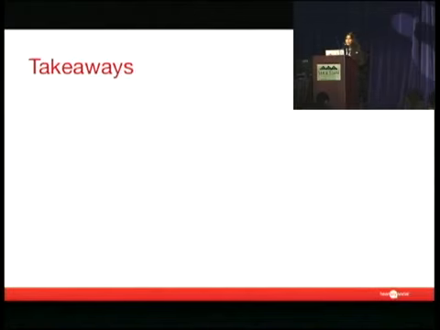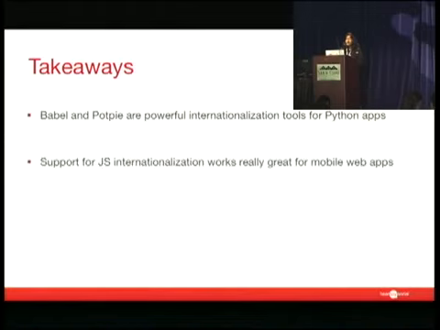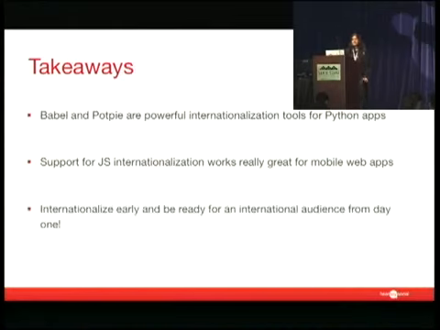So here are some takeaways. Babel and PoPy can really provide some powerful internationalization tools. Especially with support for JavaScript internationalization, you can get your mobile applications working really well with all of this internationalization infrastructure. And hopefully, by the end of this, I've really convinced you that you should internationalize early and make sure that your application is ready to localize from day one.